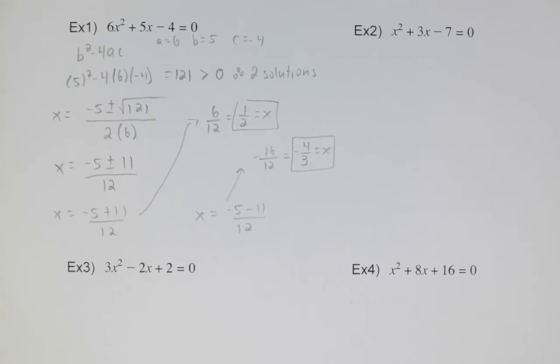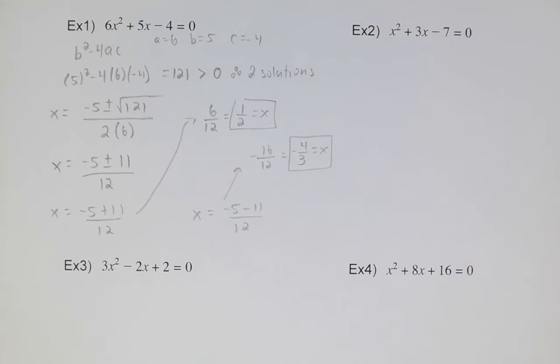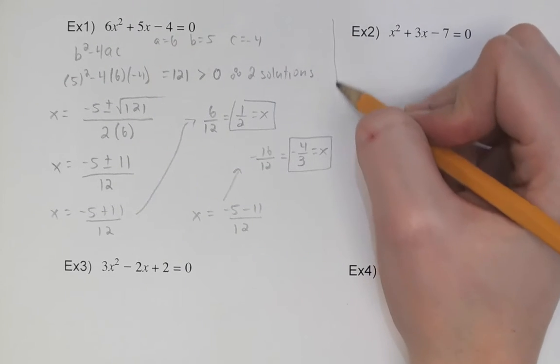Okay, so those would be the two spots that this would cross the x-axis on this graph, at positive 1/2 and at negative 4/3, or negative 1 1/3. Okay, let's try example 2.